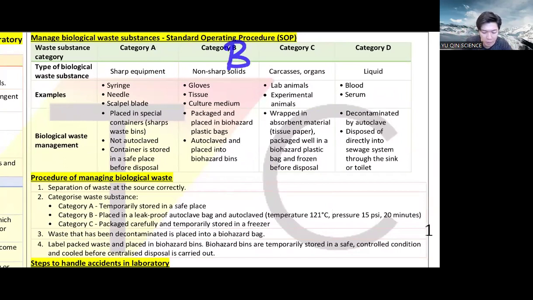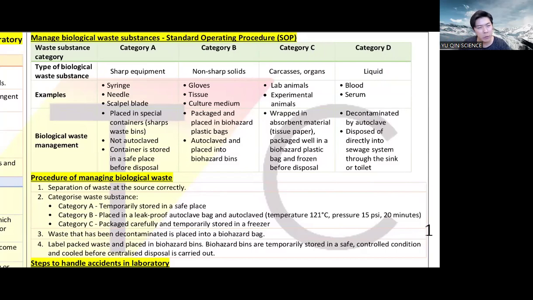B is rounded. See how B is like boing, rounded, so non-sharp. C for carcasses. D for liquid. Okay, this one a bit try too hard, but better than nothing. Carcasses means dead bodies, like animals, lab animals, rats, frogs. That's how you want to remember each category.